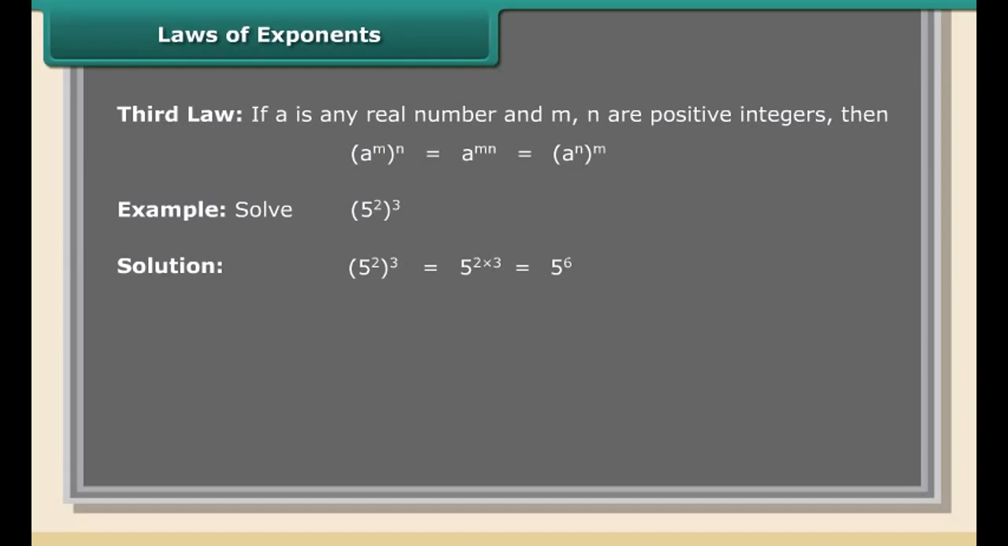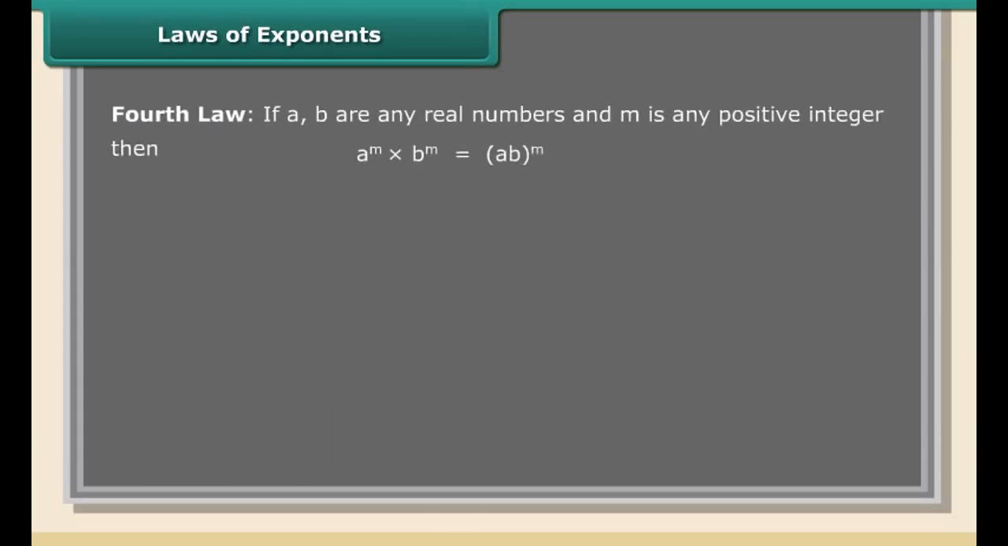Third law. If a is any real number and m, n are positive integers, then (a^m)^n is equal to a^(mn), which equals (a^n)^m.